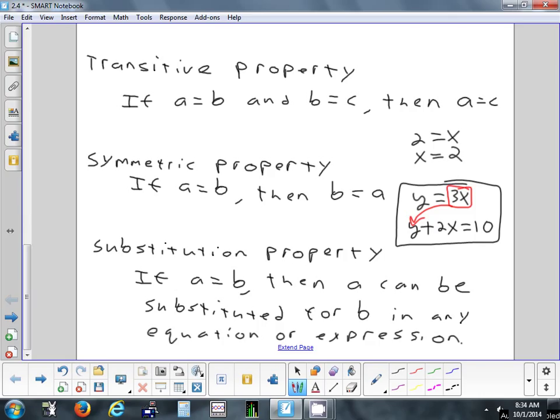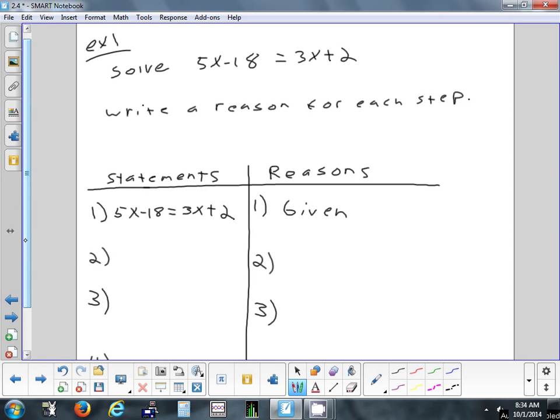Okay. Any properties there that people haven't seen before? Anything there that was brand new? Okay, so most of those properties everyone should be familiar with. Okay, so let's try our first algebraic proof. We're going to start off with the equation 5x minus 18 equals 3x plus 2. And we're going to write a reason for each step that we do in the proof. All the reasons are going to be properties from the other page I just gave you.